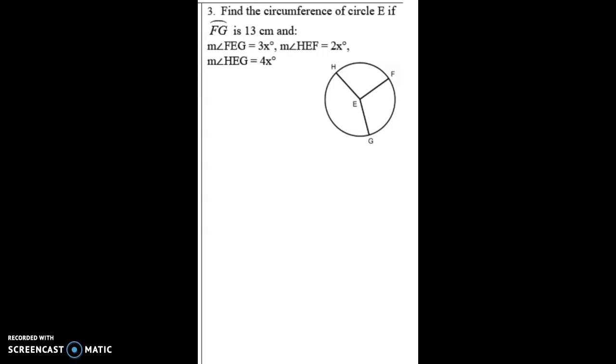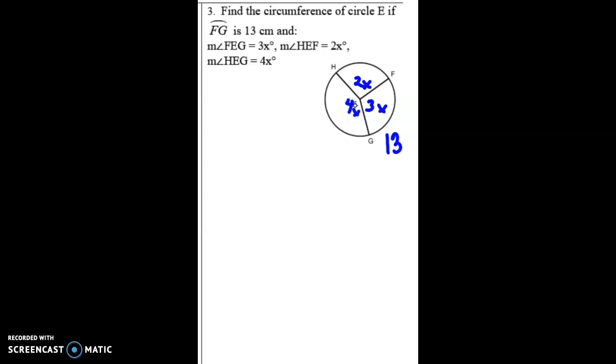Okay, so in problem number 3, we're asked to find the circumference of the circle, so that's a little bit different. We actually know the arc length of FG is 13 centimeters. So we are trying to figure out how long the whole circle is all the way around. We were given some central angle measures. FEG is 3x. HEF is 2x, and HEG is 4x.